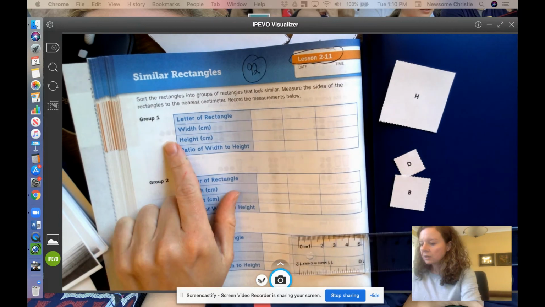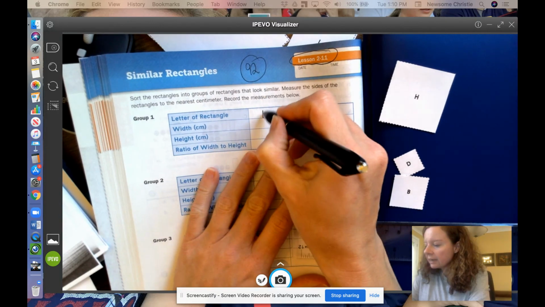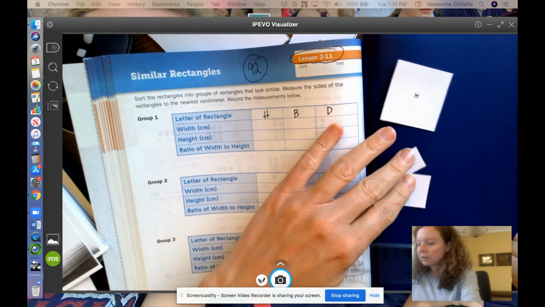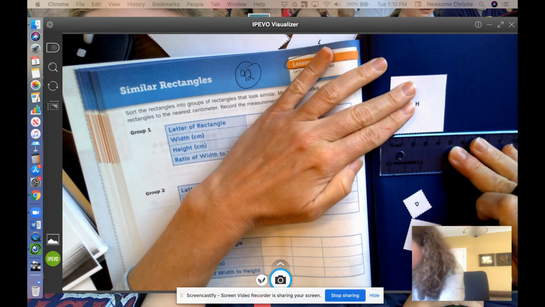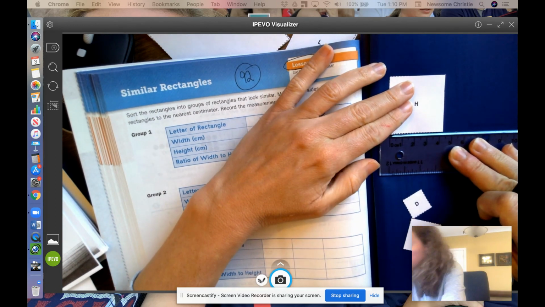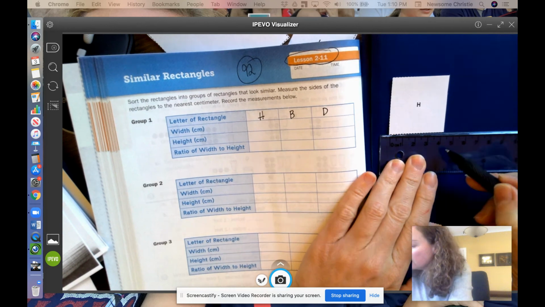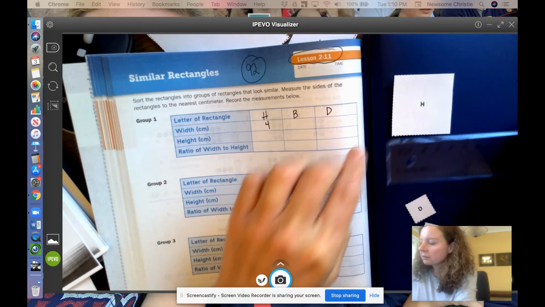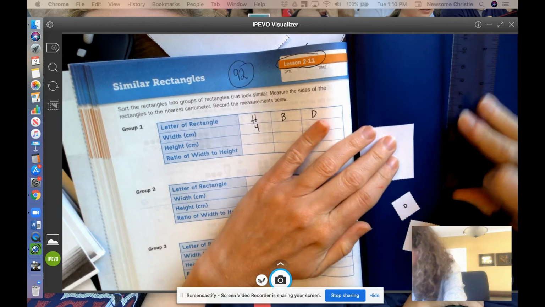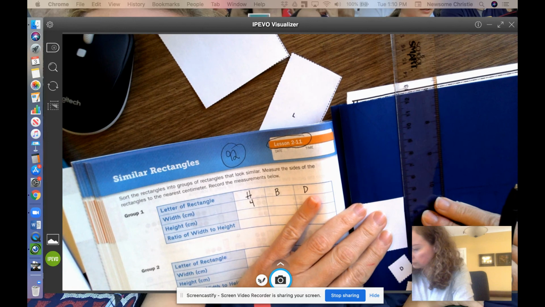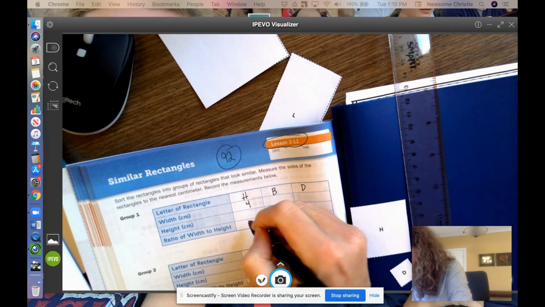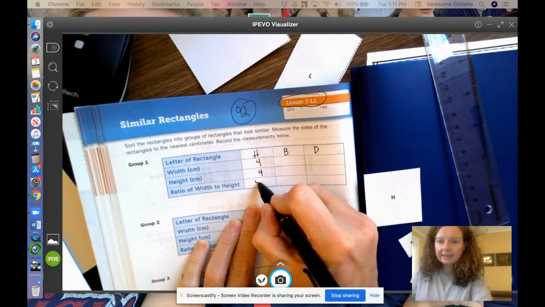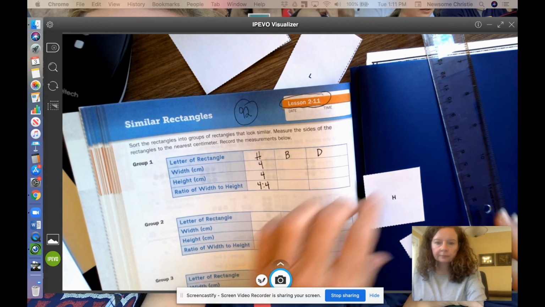So my first group are going to be these rectangles. And so I have rectangle H, B, and D. So let's look at H. So H to the nearest centimeter, it's a little bigger than 4, but we're just going to the nearest centimeter. So the width to me looks like 4. And then the height also to the nearest looks like about 4. And so the ratio of width to height is 4 to 4. Okay, now I'm going to check B.